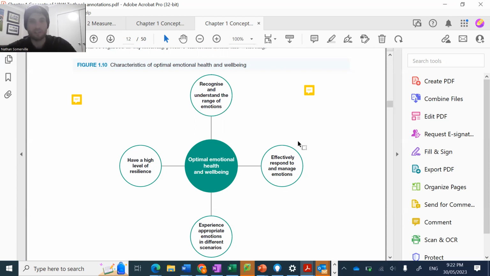So first one, recognizing and understanding a range of emotions, managing emotions and responding to emotions, being able to experience appropriate emotions and manage emotions in different scenarios, and having resilience. So resilience is something that's categorized within emotional health and well-being. It's not part of mental health and well-being.